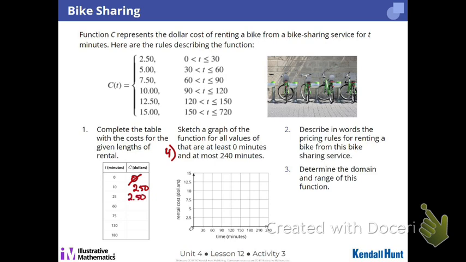Okay, 60. So notice there's 60 twice, so we have to decide which one. This one says it can equal 60. This one says it has to be more than 60. So we have to go with equals 60. So that one is 5.